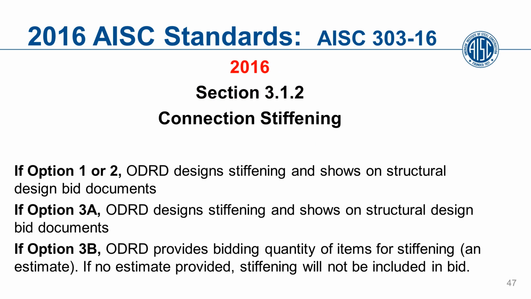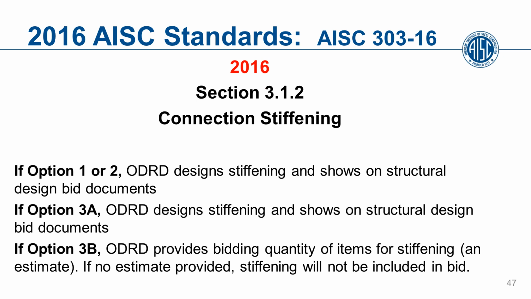Going on, it explains in Section 3.1.2 that if Option 1 or 2, the owner's designated representative for design designs stiffening and shows on the structural design bid documents what's required. If Option 3A is included, the owner's designated representative for design designs stiffening and shows what is required on the structural design bid documents. There's a third option. If Option 3B is chosen, the owner's designated representative for design provides bidding quantity for items for stiffening, an estimate. If no estimate is provided, stiffening will not be included in the bid.